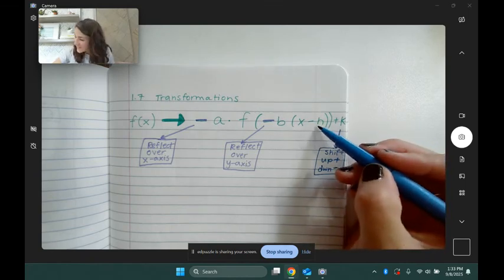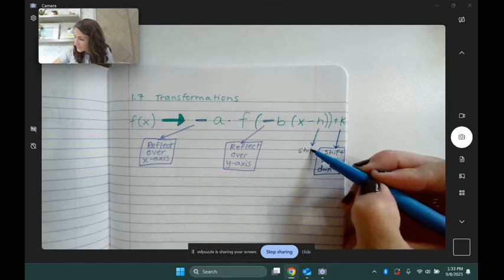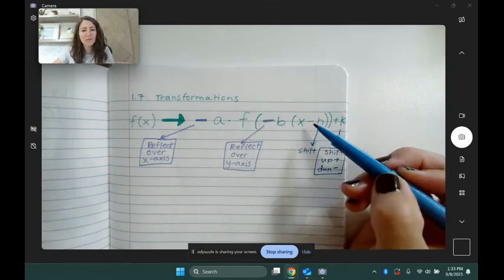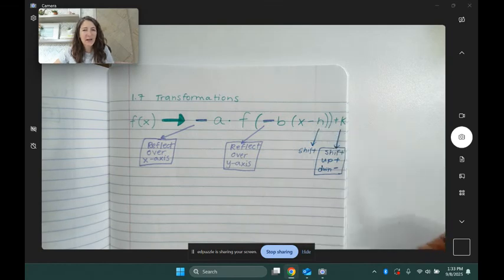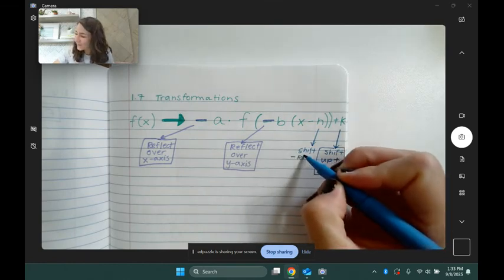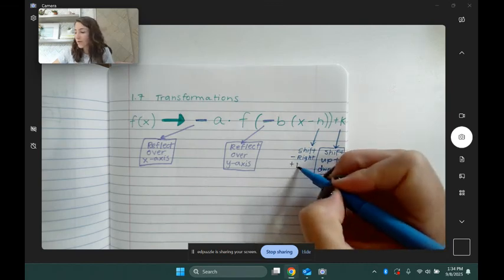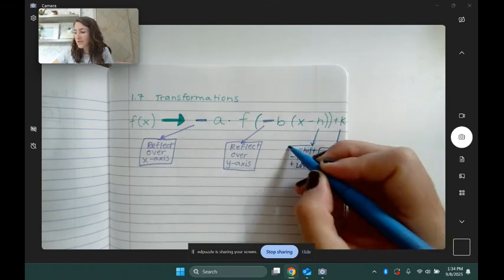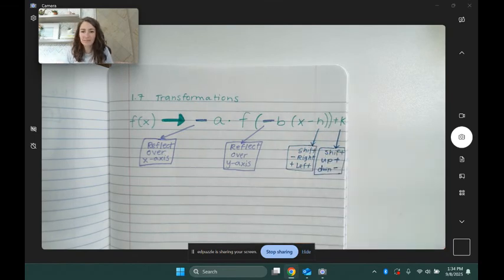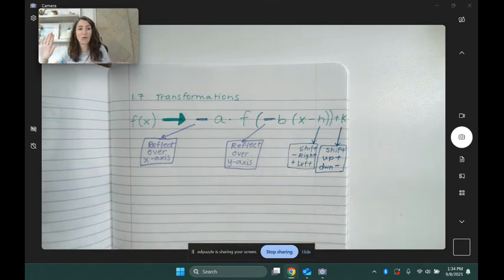And then this h in here, also a shift. But a little sneaky, notice in the rule it is negative. So we're actually going to do the opposite of whatever it says here. So if it is negative, we are going to go in the positive direction. And if it is positive, we're going to go in the negative direction. And it's just however many it says. That's not fancy, just whatever number that is, you're going to shift that whole function left or right.